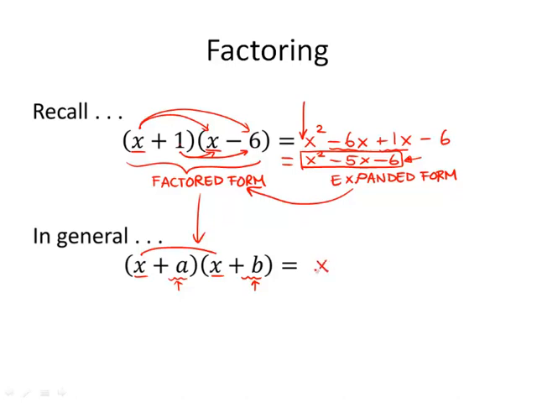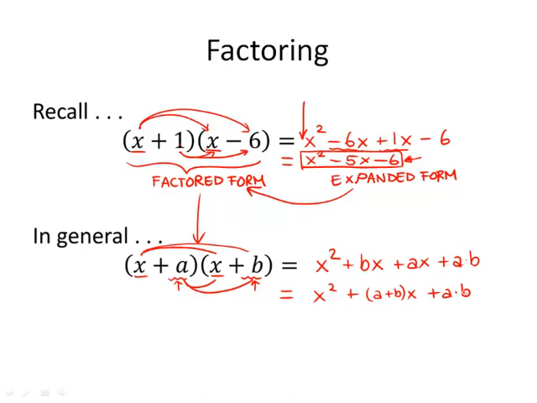We get x times x, x squared, x times b plus bx, a times x gives us plus ax, and our last term is a times b. So notice when you put it together, you get x squared plus, and I'm just going to combine these. You'll notice that bx plus ax is the same as adding a plus b. I'll just write it in alphabetical order so it looks nicer, but it doesn't matter what order you're adding it in, and plus a times b. So this is our expanded form, and this is basically what you're going to get, and you're going to be asked to find this factored form.